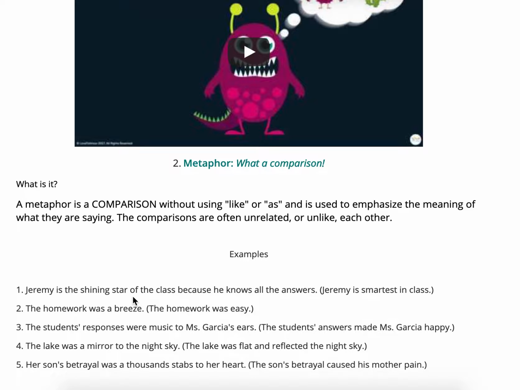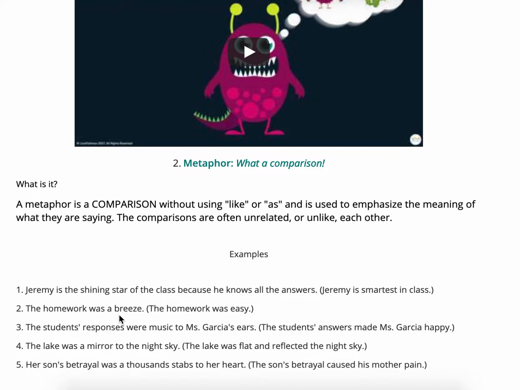Jeremy is the shining star of the class because he knows all the answers. So the comparison is that Jeremy is the smartest in class. It's comparing him to like a bright star, right? So he outshines everybody. So that's the reason that is a metaphor. There is no like or as in it, but it's still a comparison.